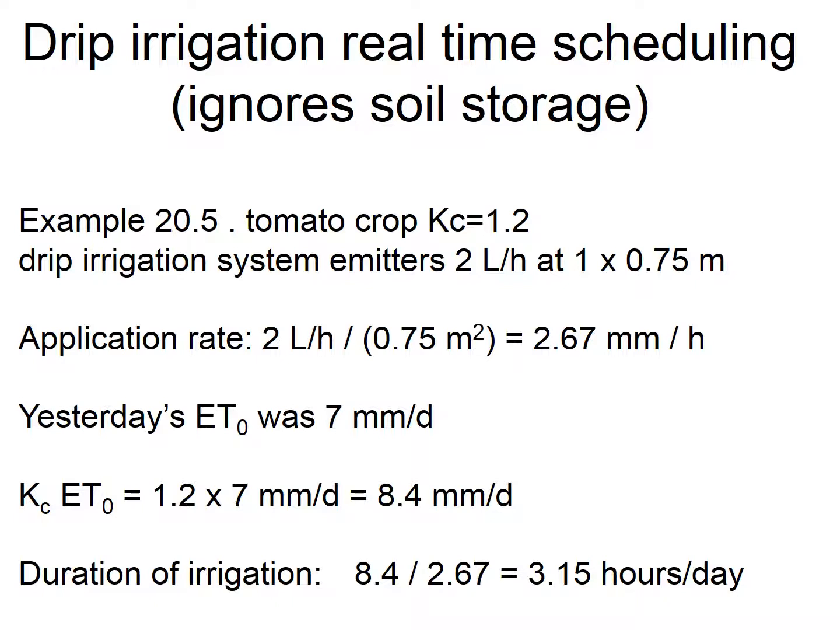Yesterday we had an ETO of 7 millimeters per day. Therefore, we can calculate the crop ET multiplying the crop coefficient 1.2 by ETO of 7, and that gives us 8.4 millimeters per day. Therefore, today we should apply an irrigation with a total duration of 8.4 divided by 2.67, and that gives us 3.15 hours per day for the irrigation duration.